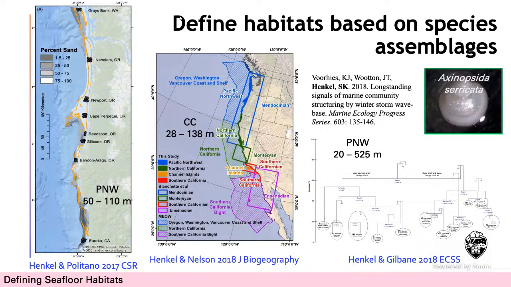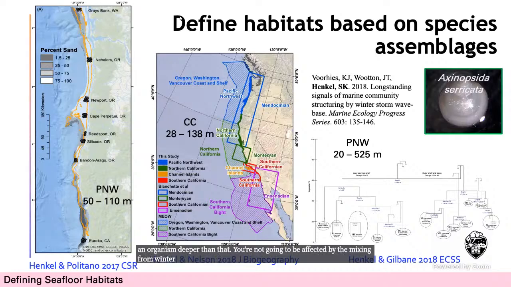For bivalves, and so here, maybe this one of my favorite little clams, Axinopsida, could become an indicator species for changing wave conditions. It will not go shallower than that winter storm wave base. It does not want to feel the energy of the waves in its habitat on the bottom.